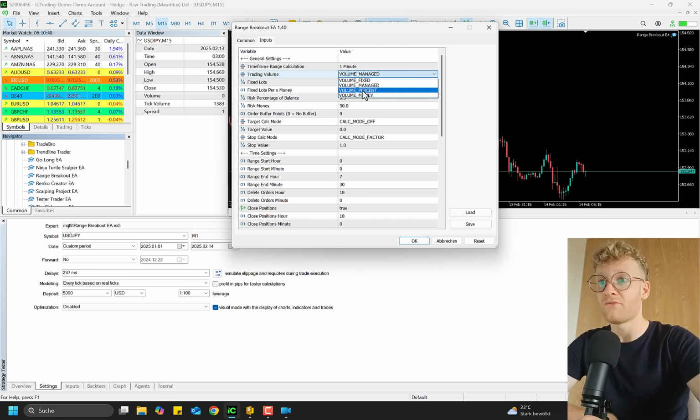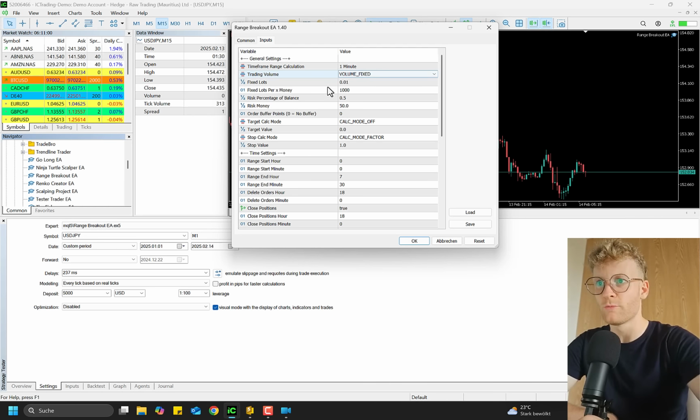Here we have a bunch of options now, and this is also kind of new because we can trade with a fixed lot size, we can trade with a managed lot size, we can trade with a risk in percent, and we can trade with or risk a set amount of money for every single trade. So how does it work?